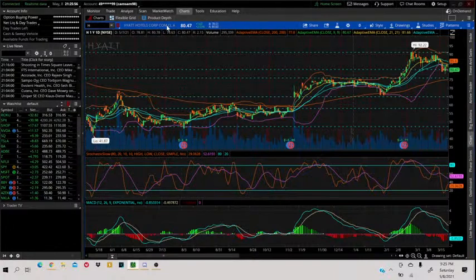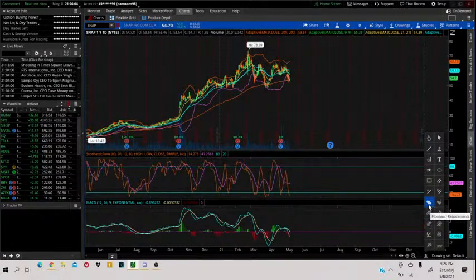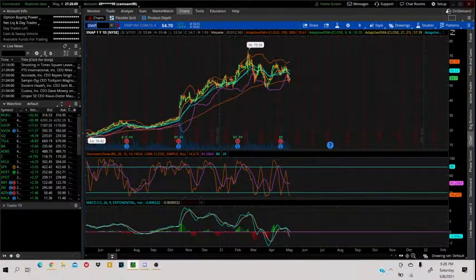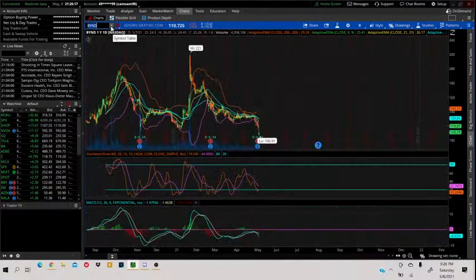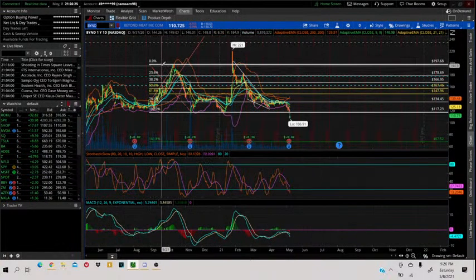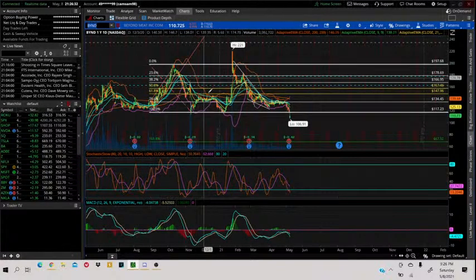Alright, so for Fibonacci retracements, the ones I use are just regular Fibonacci retracements, and you're gonna see how I got them set up for the golden pocket and everything like that. So this is how I used to use Fibonacci retracements, and of course I still do use them. This used to be one of my favorite strategies.